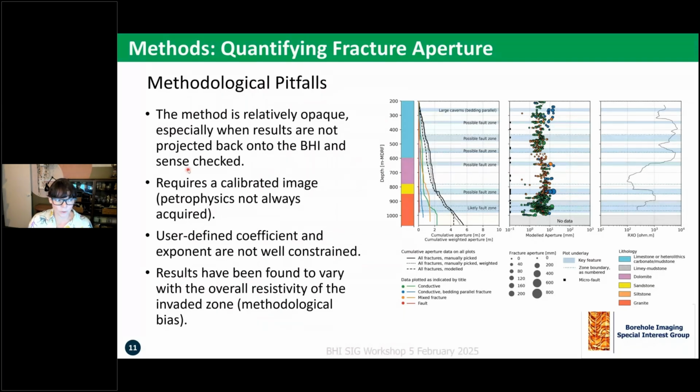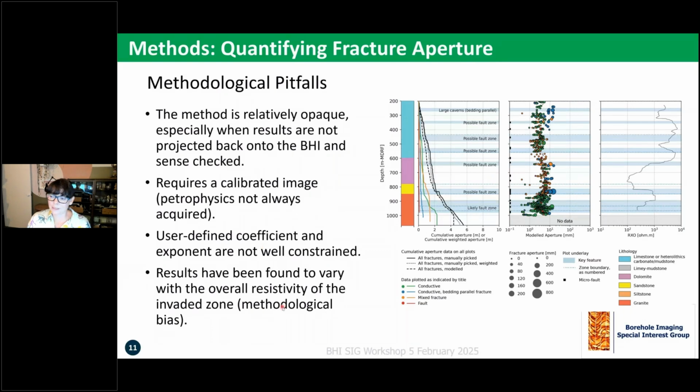I work in geothermal. It's extremely unusual to acquire petrophysics for various cost reasons, more often than not. So having an image of relative resistivity that's been calibrated to invaded zone resistivity is pretty unusual. We've touched on the user-defined coefficients being a bit of a challenge.